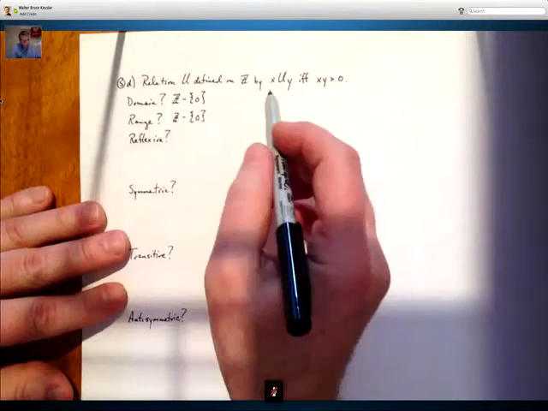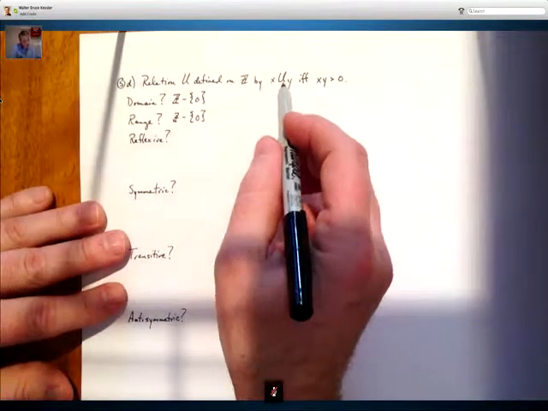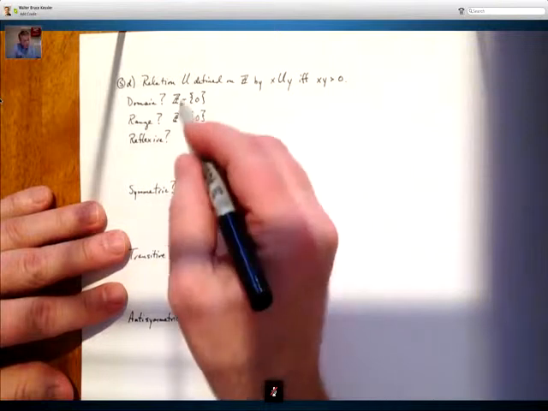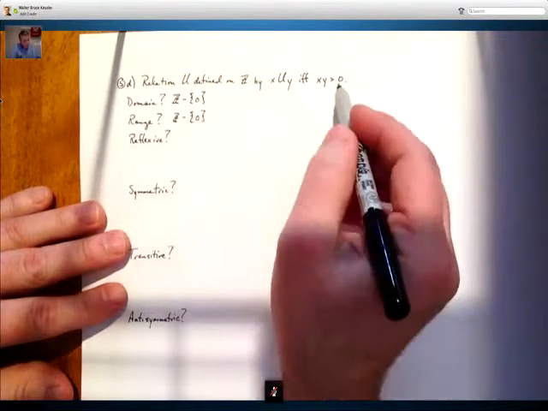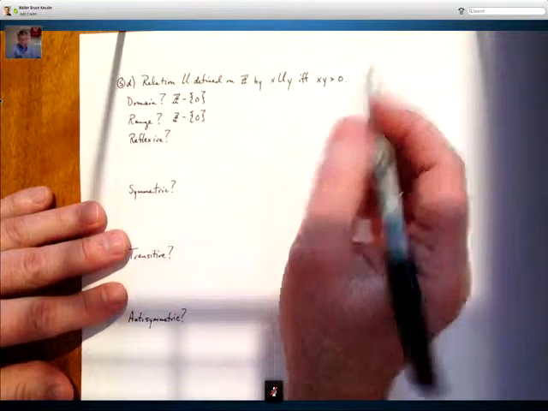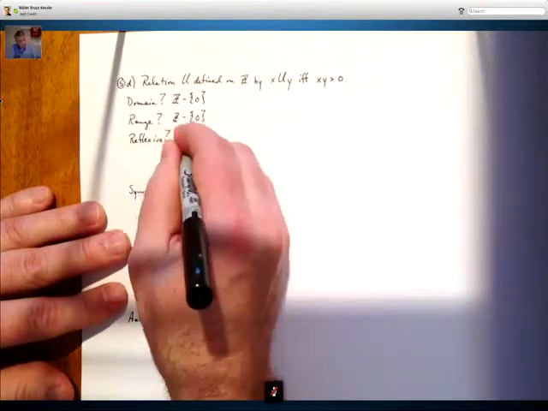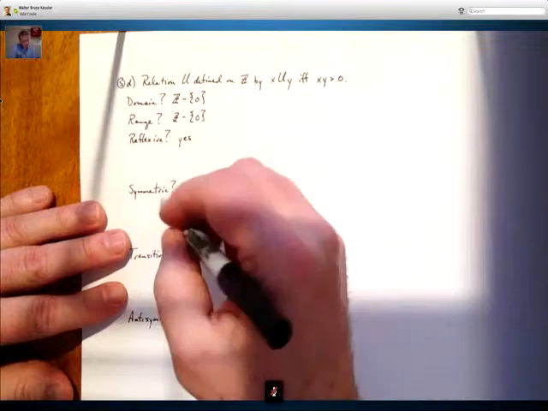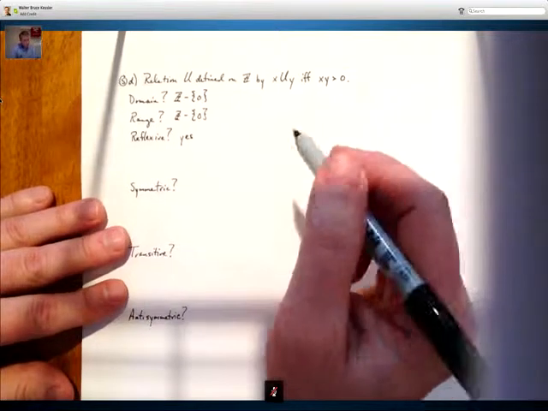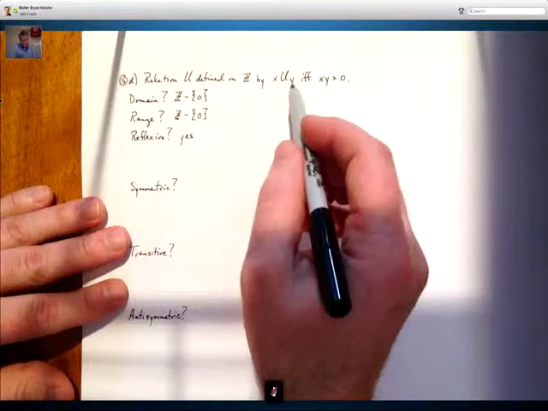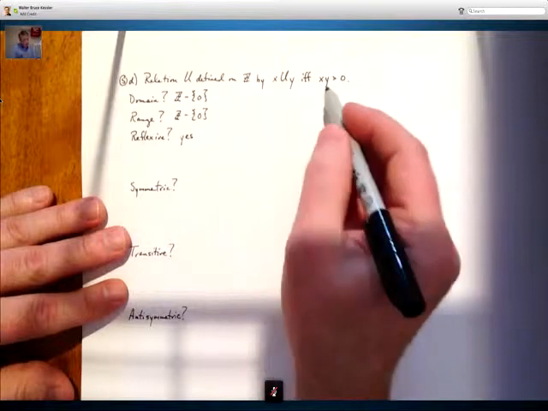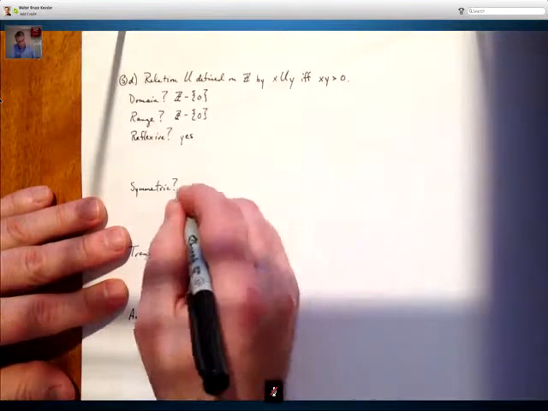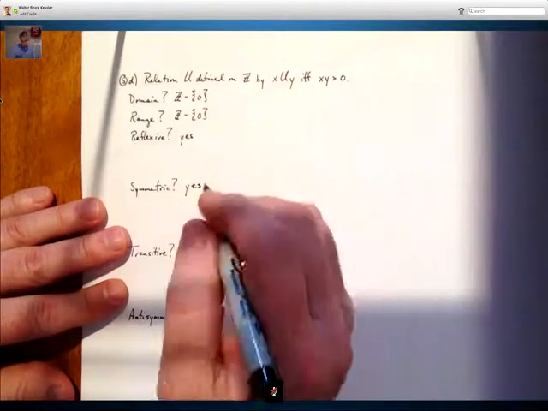Okay. Reflexive, x related to x, I have x squared, which as long as I'm not taking things that are 0, that would be positive, right? So yes, we do have reflexiveness. Symmetry, let's see, symmetric. If x is related to y, then y is related to x because this is commutative right here, right? So yeah.